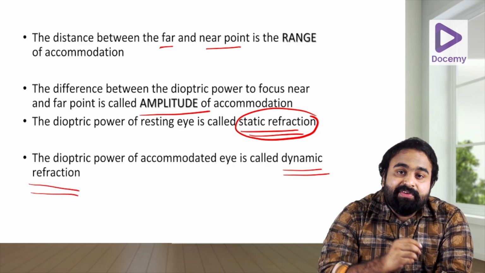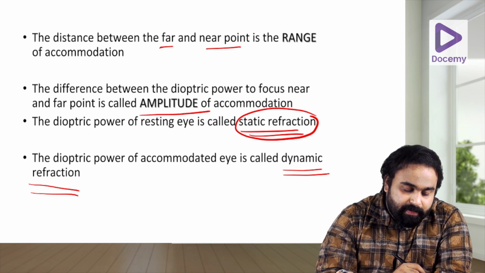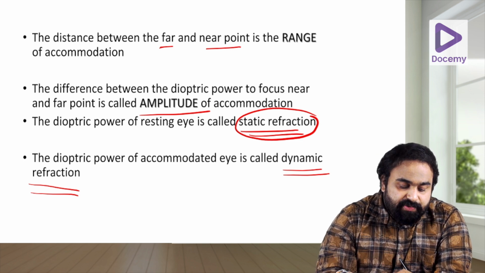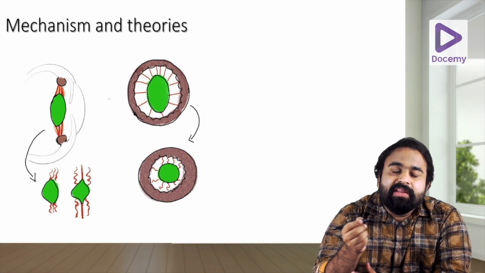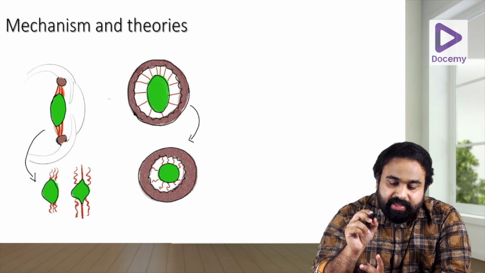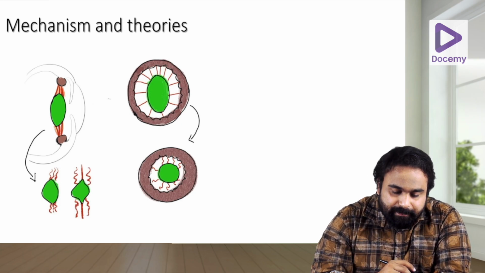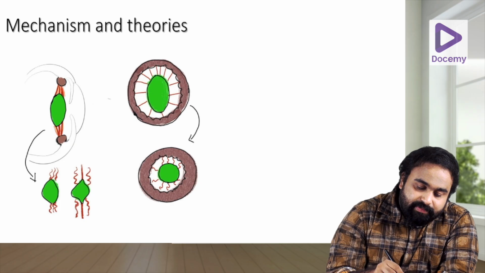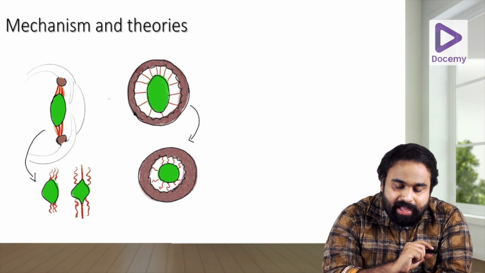Okay, with that we will move to the most confusing and important part, the mechanism of accommodation. When I was a student, I found it very difficult to understand this. See, there are many theories for the mechanism of accommodation. The main thing happening is the change of curvature of the lens, but how is it happening? My confusion was, when the ciliary body is contracting, accommodation happens.